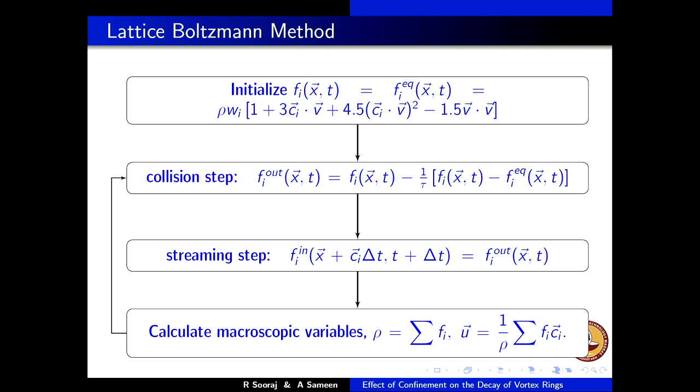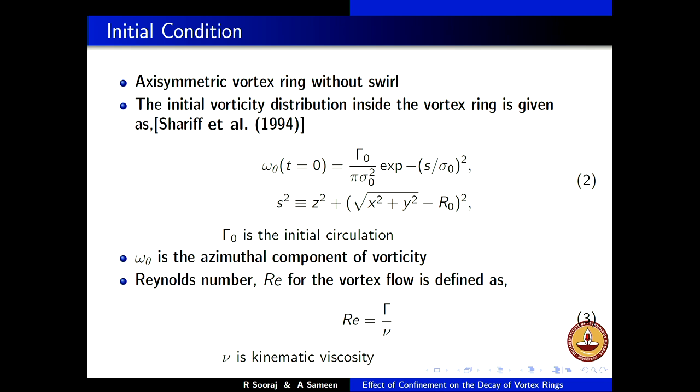Now the macroscopic variables which are of interest to us are calculated by taking appropriate moments. So coming to the vortex ring inside the confined domain, ours is an axisymmetric vortex ring initially without swirl, that means that there is no azimuthal velocity, and the initial vorticity distribution is taken to be a Gaussian distribution based on a paper by Sharif et al. So the vorticity distribution is Gaussian, and here gamma naught is the initial circulation.